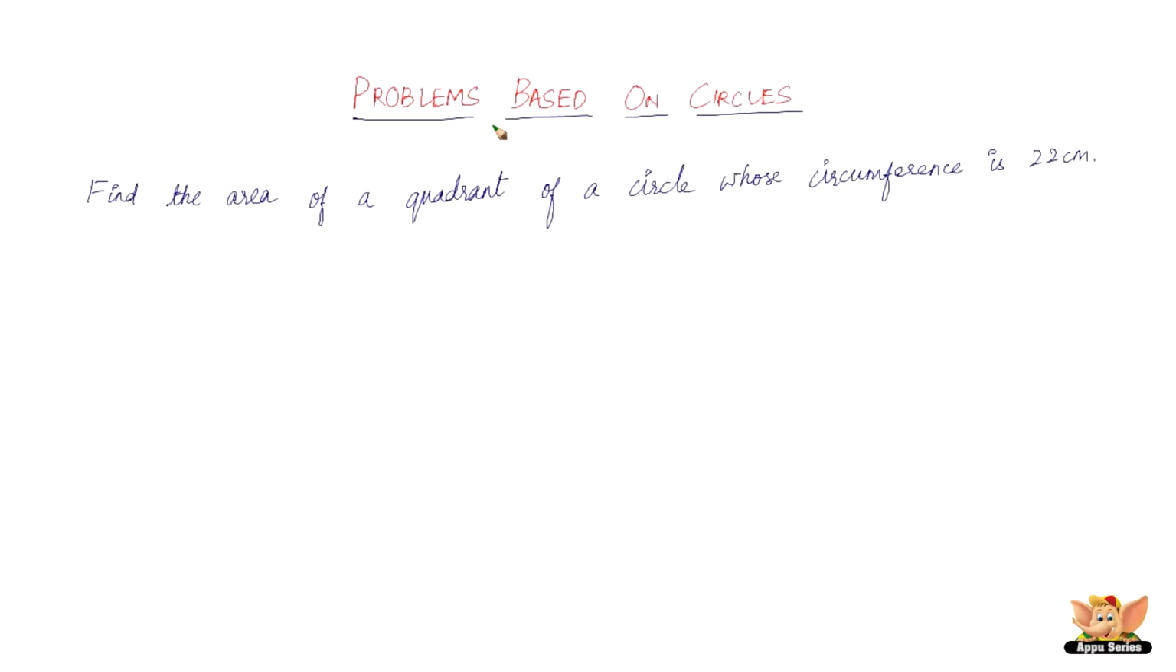In this video, let us continue to solve problems based on circles. And the problem that we have here is: find the area of a quadrant of a circle whose circumference is 22 centimeters. If you're wondering what a quadrant is, it is nothing but a quarter of a circle. It's not half of a circle, but a quarter of a circle. Divide a circle by 4, and then one of those parts is called a quadrant.